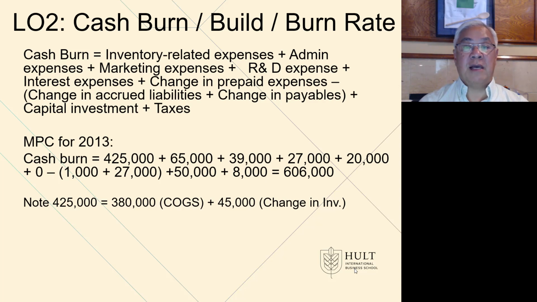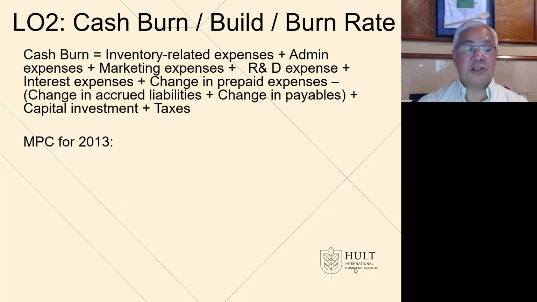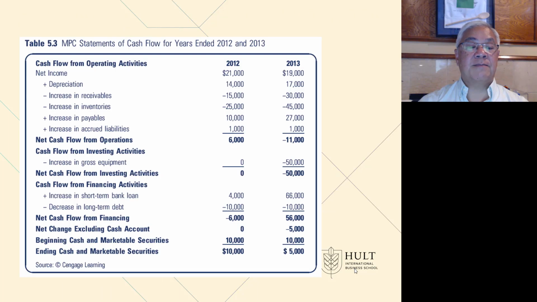The change in accrued liabilities was 1,000, change in payables was 27. And by that, we mean it's increasing so that we're going to be burning that additional cash. So I'll just show you these numbers on the prior slides.